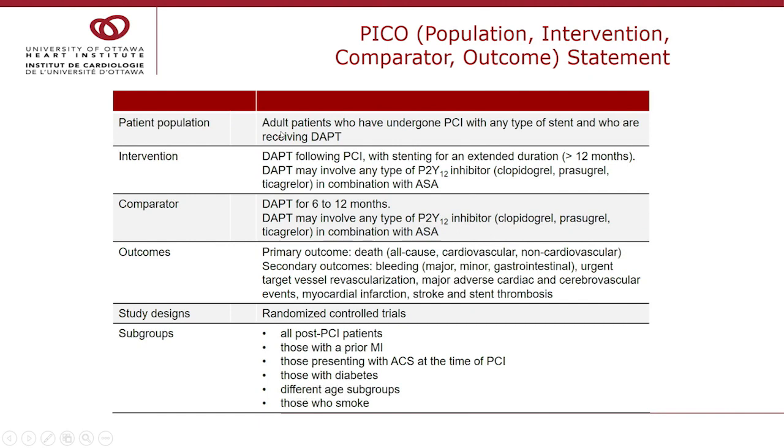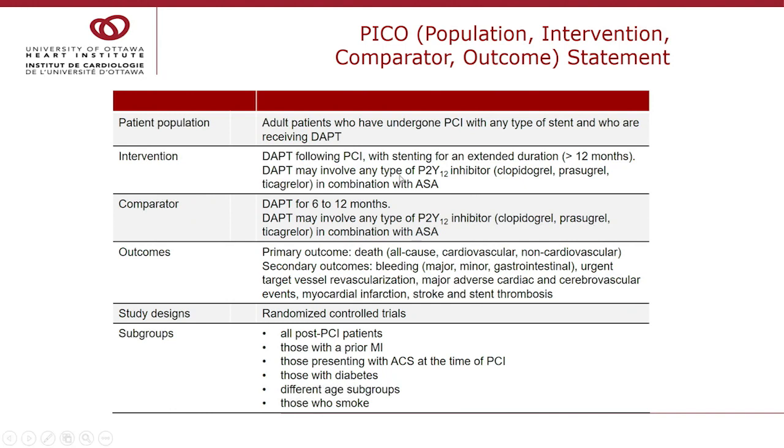The patient population: adult patients who've undergone PCI with any type of stent, bare metal or drug-eluting, and who are receiving DAP. That's the patient population we're interested in. The intervention would be DAP following a PCI with stenting for an extended duration, over 12 months, so long-term DAP.